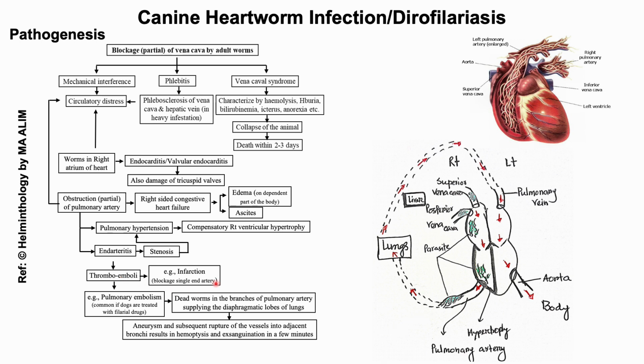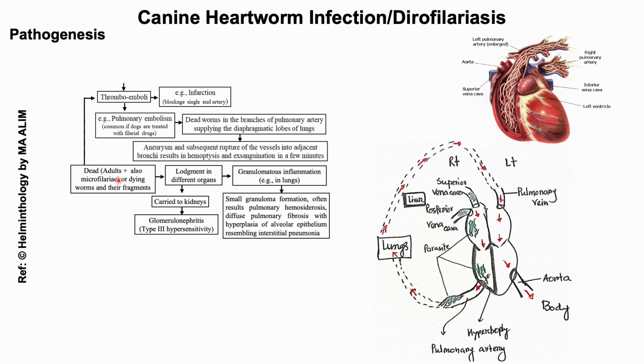Endarteritis along with deposition of parasitic mass in the artery will lead to dilatation of the arterial wall, known as aneurysm. If the artery ruptures, it causes hemolysis and exsanguination, resulting in the death of the affected dog. The dead and dying worms and their fragments lodge in different organs of the body.